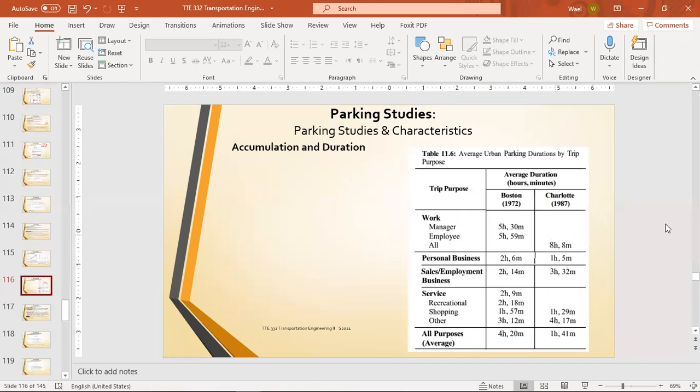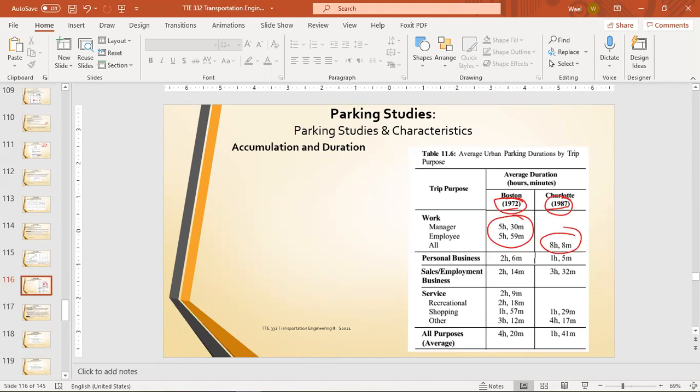These are examples of accumulation and duration. The average duration, in hours and minutes, by trip purpose: work. For a manager, it's around 5 hours and 30 minutes. For an employee, it's 5 hours and 59 minutes. Please take into consideration that this data is very old. This is 1972. Here is 1987. So most probably that's for our grandparents. I don't think these values are still valid for us to use, but you get a sense of it.